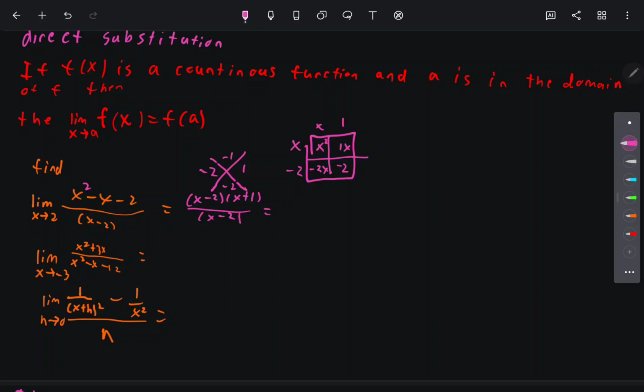Alright, so now we can cancel, and we are left with the expression of x plus 1. Note that this is not defined at x is equal to 2, but because we're taking the limit as x approaches 2 and it's continuous, it's still going to be equal to the limit. So we can just plug in 2, and we get 3 for a limit. That worked out really nicely. Let's do another.